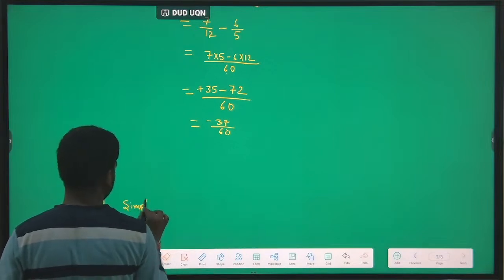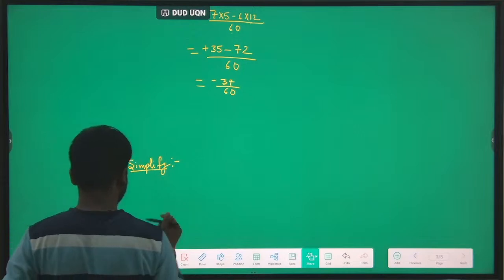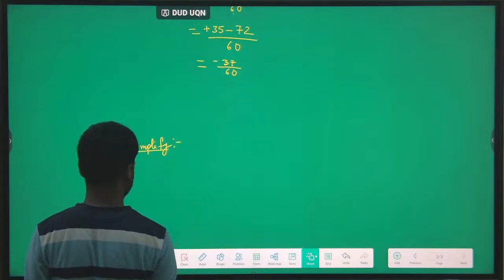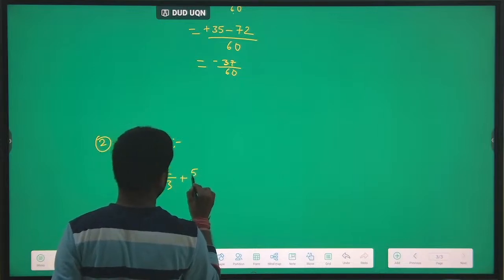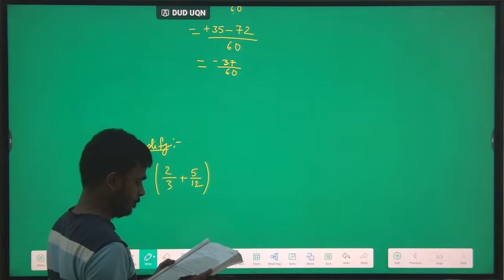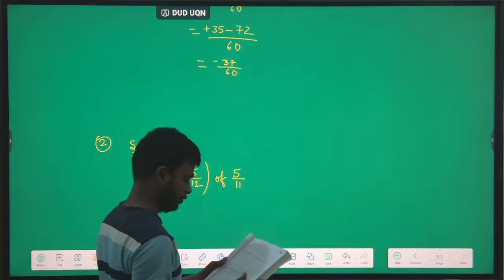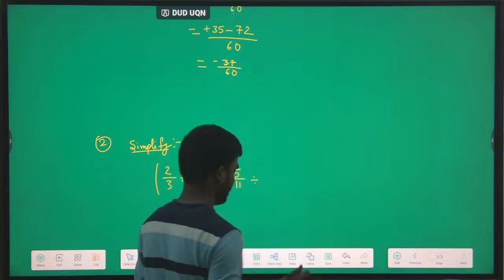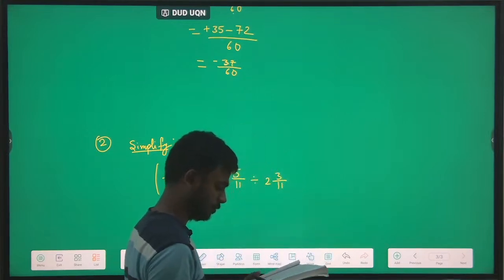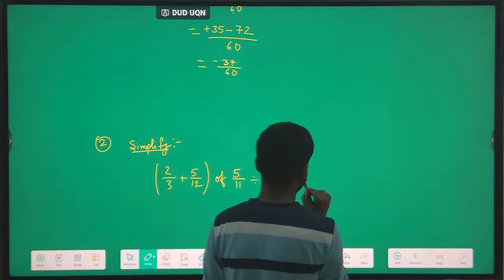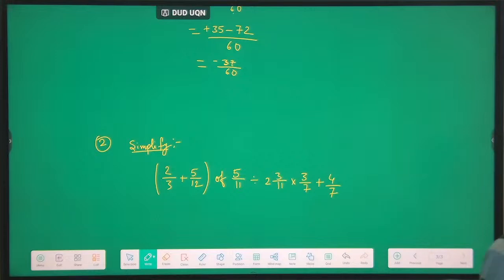Simplify: (2/3 + 5/12) of 5/11 ÷ (23/11) × 3/7 + 4/7. So we have to solve this question.